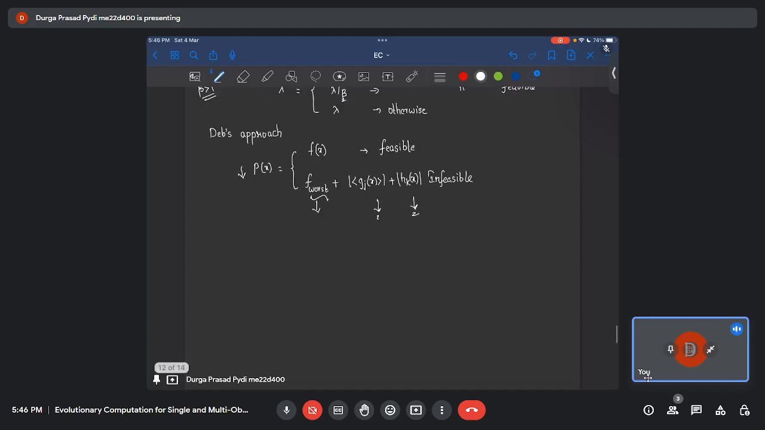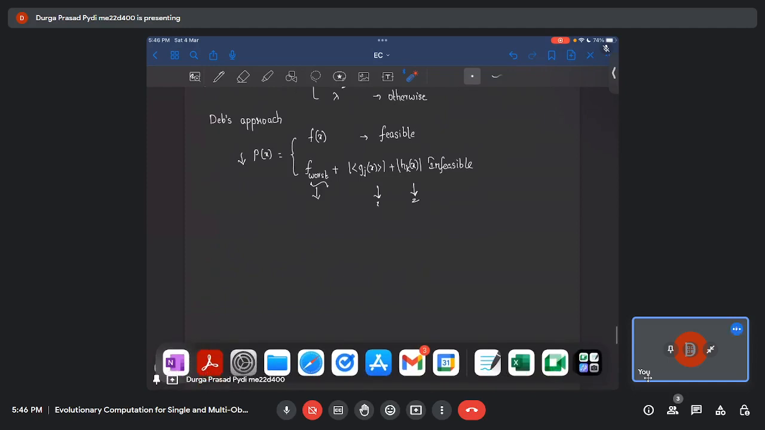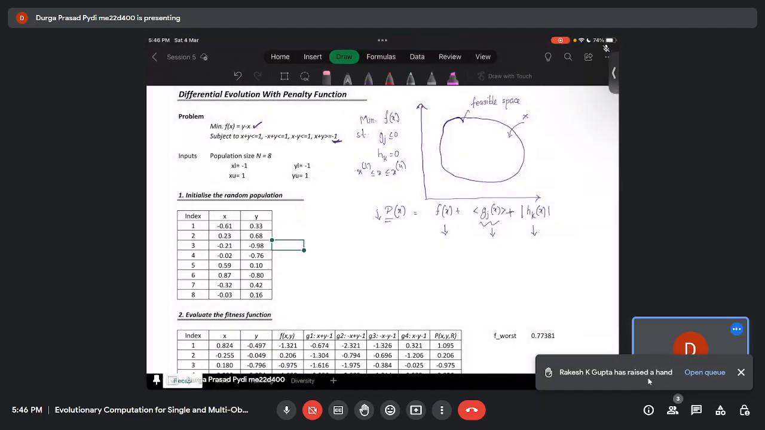In this approach, when we take the worst solution, then if this particular quantity is minimized, then your set of feasible solutions will also move towards your optimal solution. So this approach is what we usually use. Now we will see one example which we have taken previously, like the differential evolution, and see how this is actually implemented.